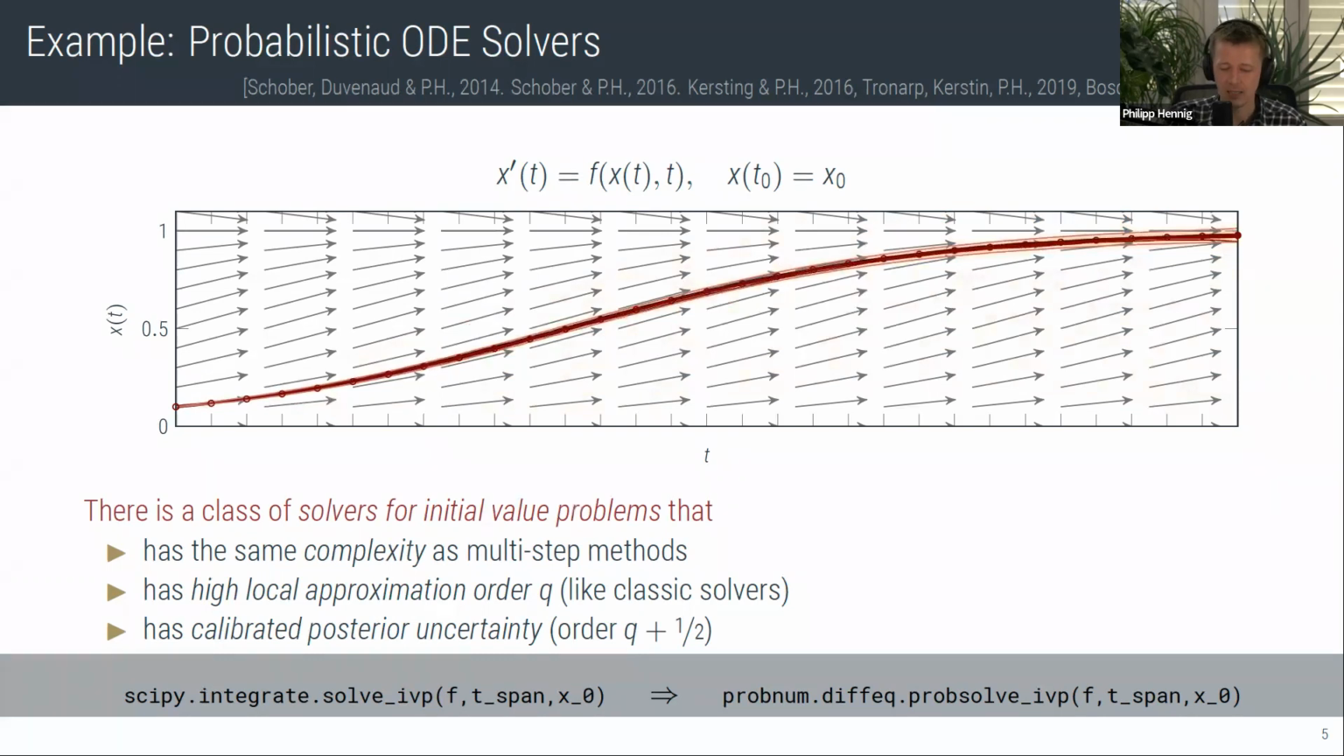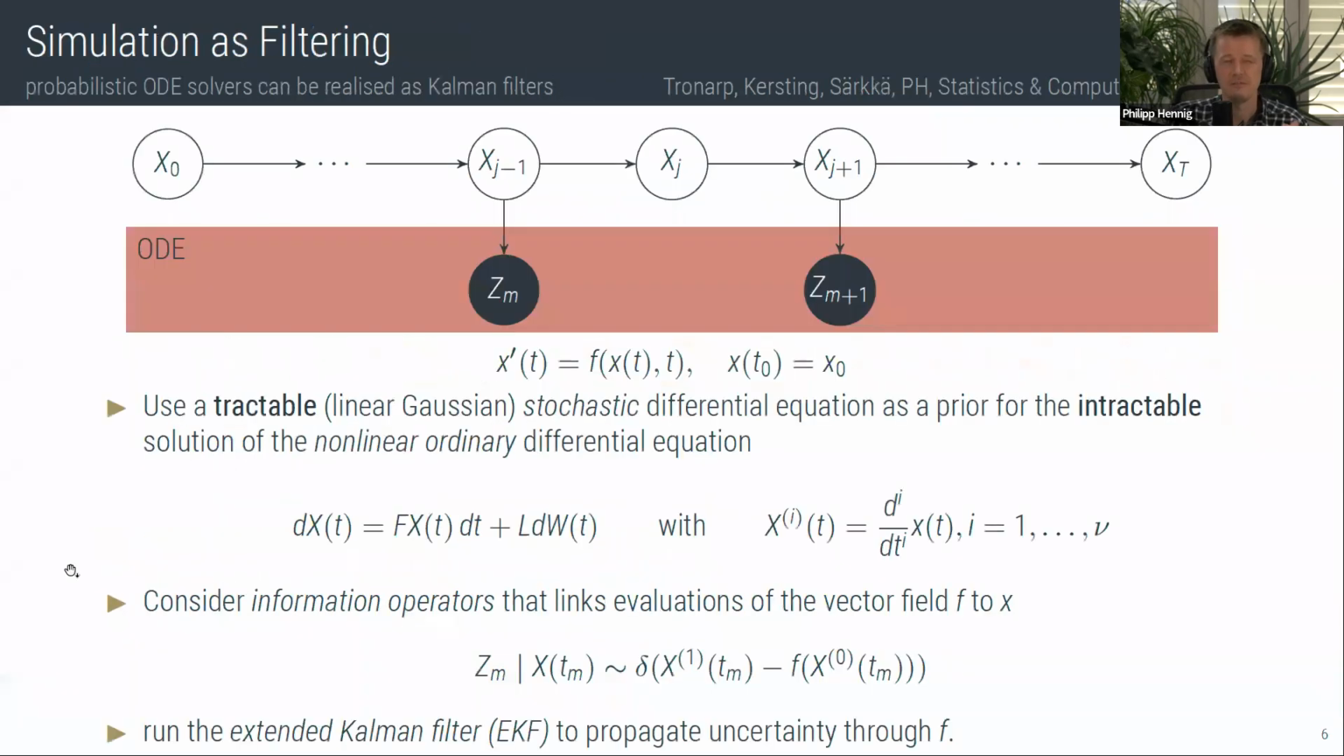Now the question, of course, is what are these algorithms? What do they actually look like in practice? Well, they are filters, Bayesian filters and smoothers, or Kalman filters.